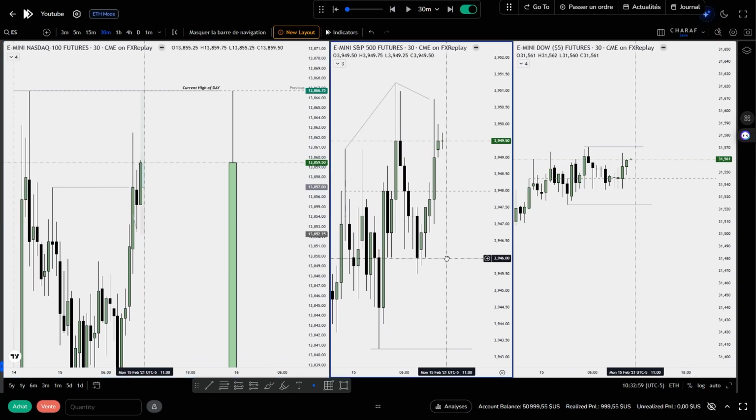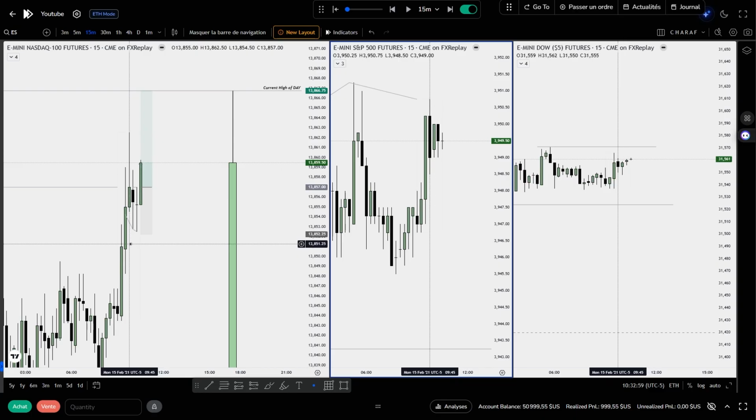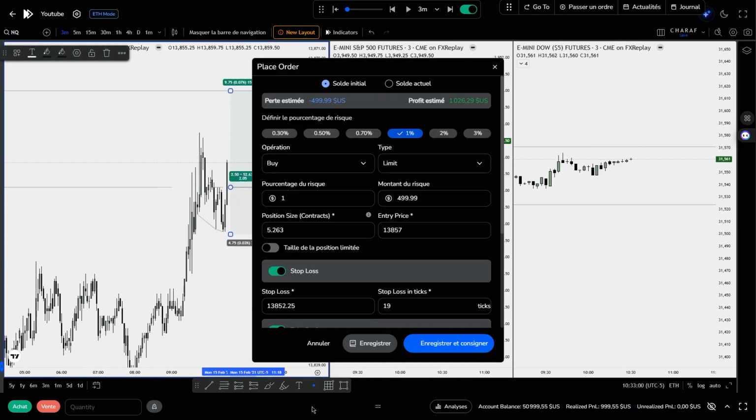We don't. Let me see on M15. What do we got? We got an SMT fail. Yeah, we got an SMT fail with the crack. Okay, that's perfect. So I'm just gonna take that trade. So again, oh wait, before.